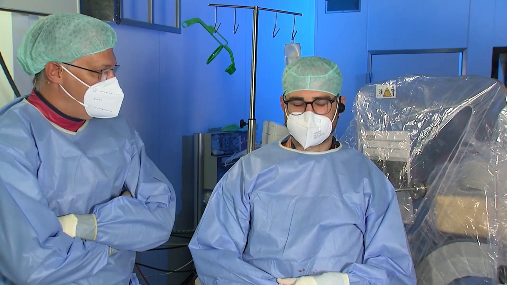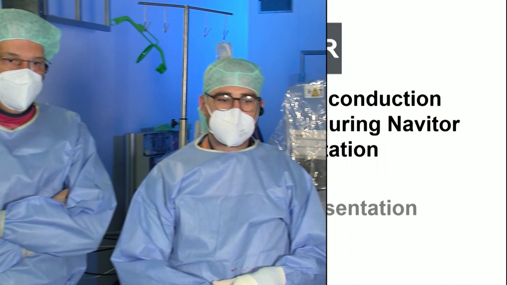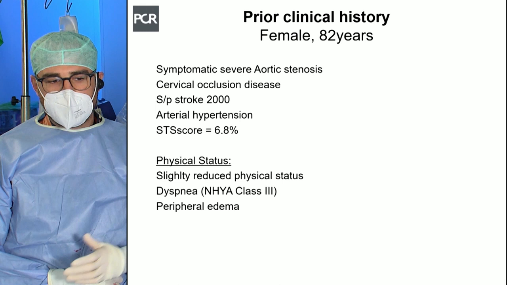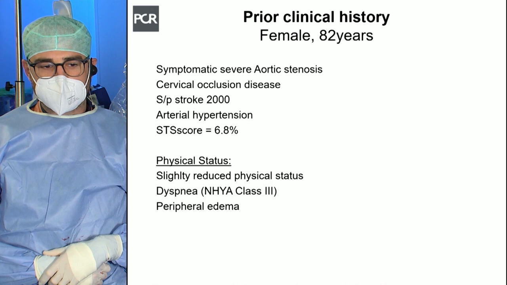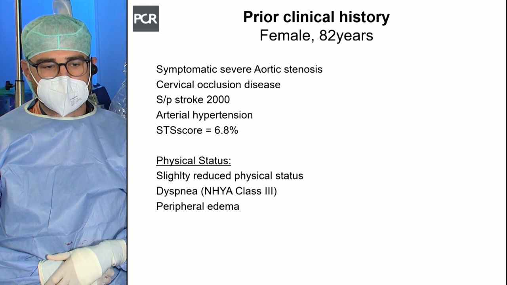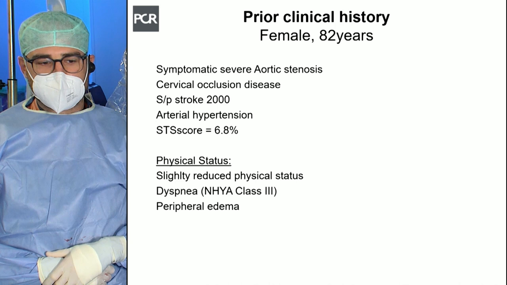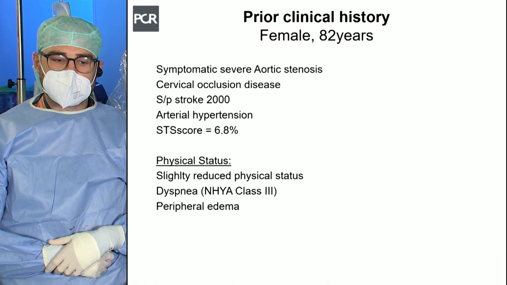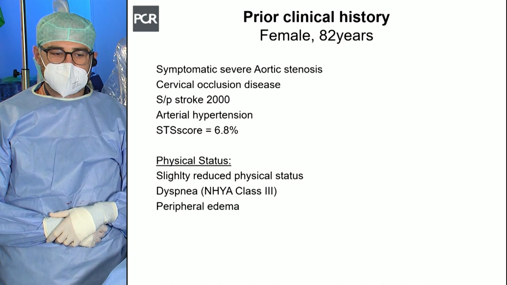Yeah. Hello, also from my side. I'm happy to give you some information about the patient. So we have an 82-year-old female with symptomatic severe aortic stenosis. She suffered from cervical occlusion disease and from a stroke in the year 2000. And this ends up in an STS score of 6.8%. Her physical status is slightly reduced in the daytime. She suffers from dyspnea, NYHA class 3, and she has a bit of peripheral edema.